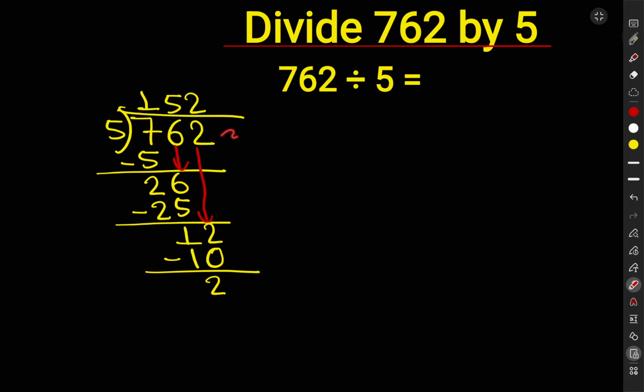So now we have no other number to put down. So we put a decimal here, so that we can put 0. So it is 20 and 5 times 4 is 20. On subtracting, we get 0. So 762 divided by 5 is 152.4.